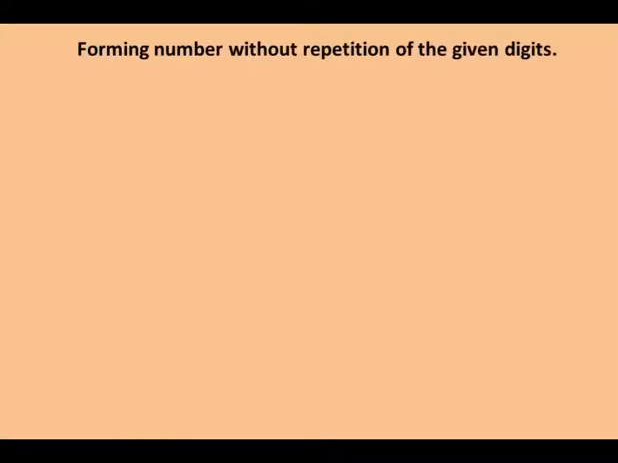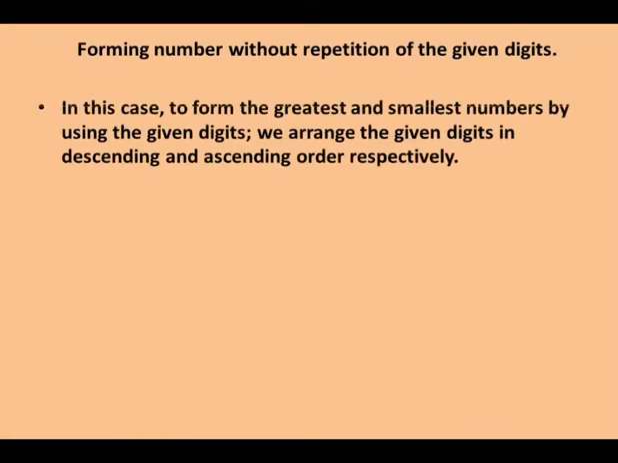So first we come to forming numbers without repetition of the given digits. In this case, to form the greatest and smallest numbers by using the given digits, we arrange the given digits in descending and ascending order respectively.